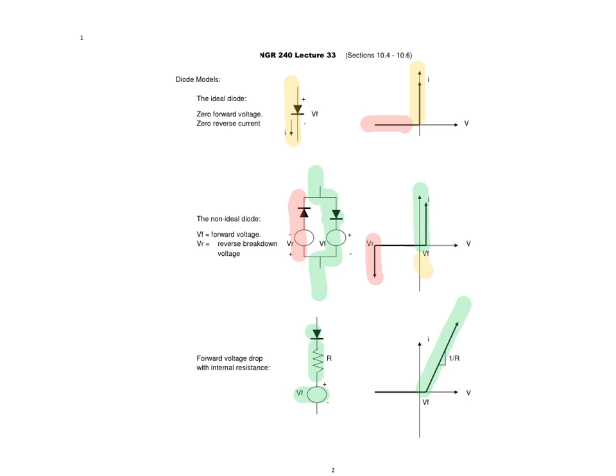In this particular model, what we are seeing is we are assuming that there is no reverse current, or that the diode is perfectly an open circuit, if you will, when it is reverse biased.